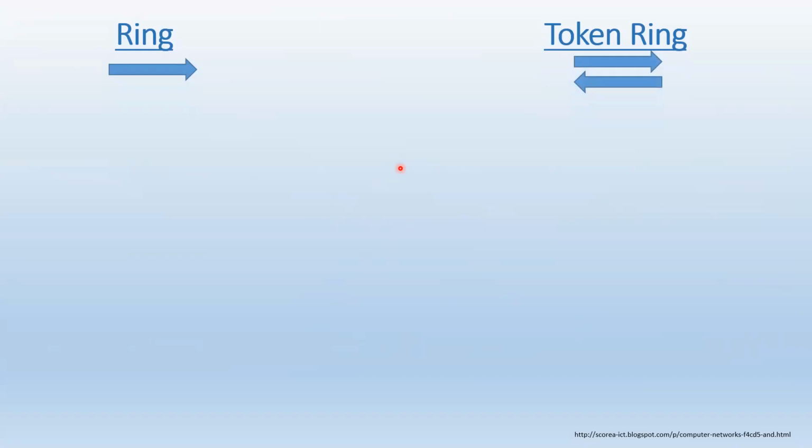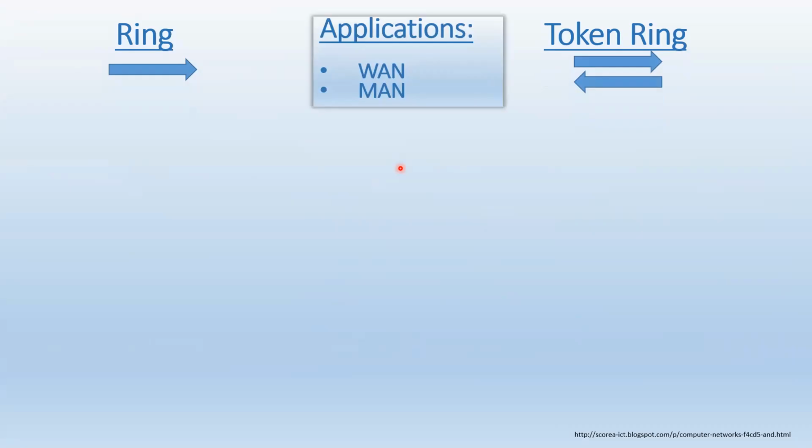Now, we're talking about the ring, and we're talking about the token ring, as I have promised. Now, in the ring type of topology, the data travels one way. In a token ring, the data can travel either way, both ways. Applications, well, wide area network, not wireless, wide area network. That's what we're going to talk about later on. We're going to talk about the types of networks, but now we're talking about network topology. Or a metropolitan area network, for example.